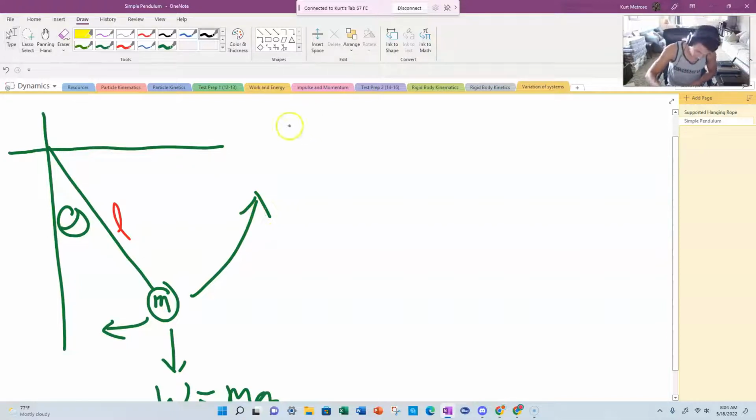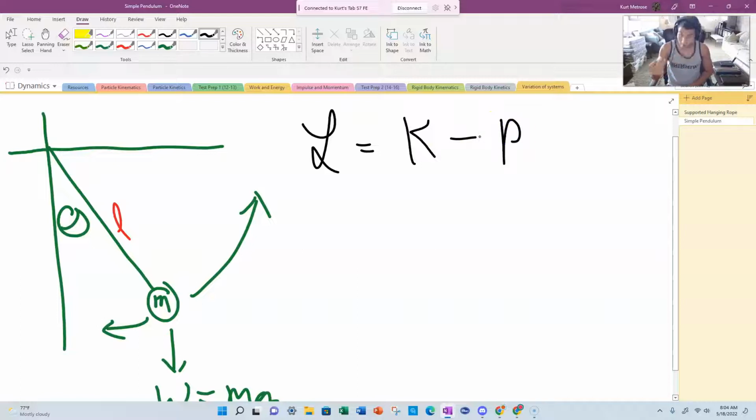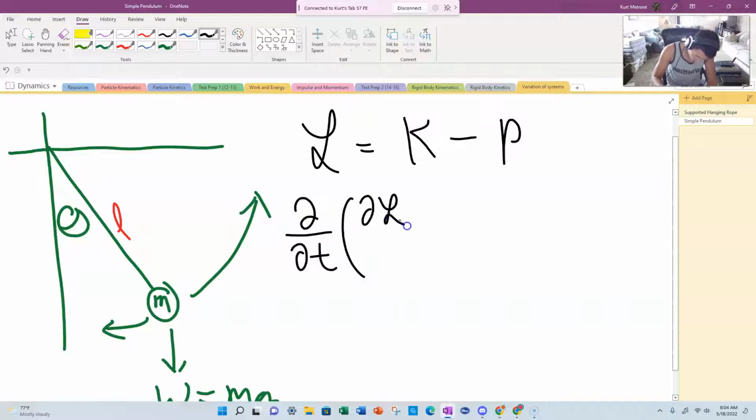Instead, we use these two facts here: that the Lagrangian is equal to the kinetic energy, which I'm going to call K, minus the potential energy, which I'm going to call P. Right? K minus P, the kinetic minus the potential energy, that's the Lagrangian. And then we use the Euler-Lagrange equation, which is the derivative with respect to time of the partial derivative of the Lagrangian with respect to the change in the coordinate.